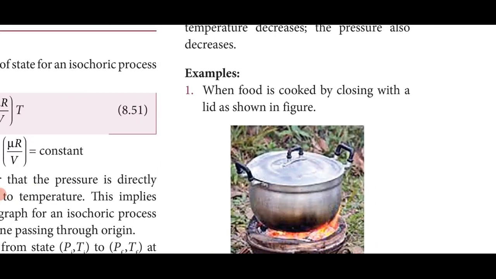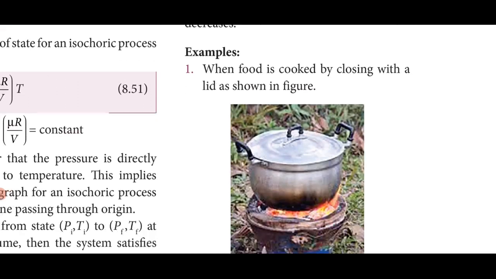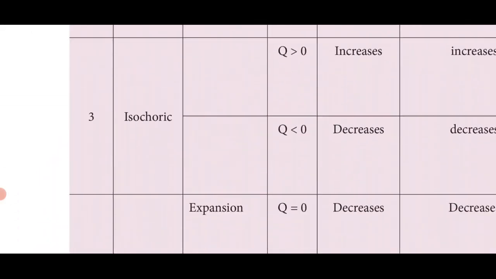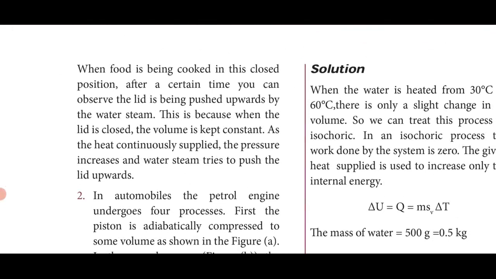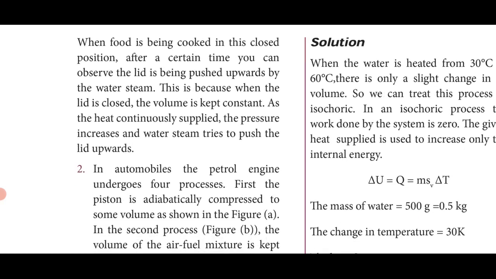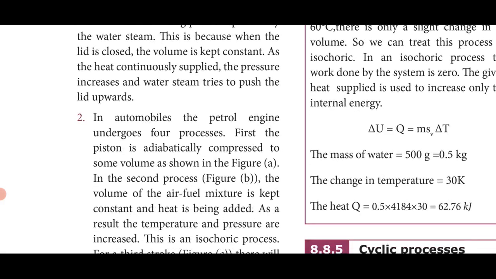Both will decrease. For example, when food is cooked in a closed vessel, the isobaric process is an open one, no. For the isochoric, the food is cooked with a closed vessel, closed with the lid. That is the best example for the isochoric process. After a certain time you can observe the lid being pushed upwards. If the rice is being boiled, the lid opens automatically through the water steam. This is because when the lid is closed, the volume is kept constant. As continuous heat is applied, the pressure increases, so the steam tries to push the lid upwards. That is the best example for the isochoric.